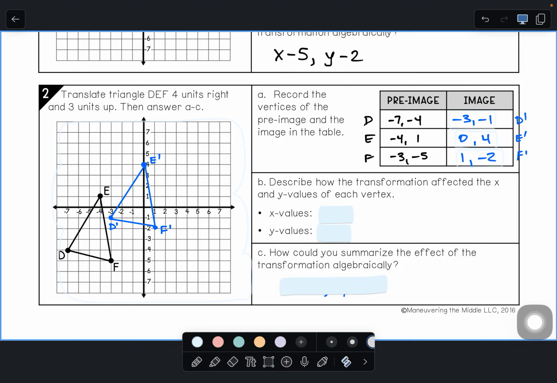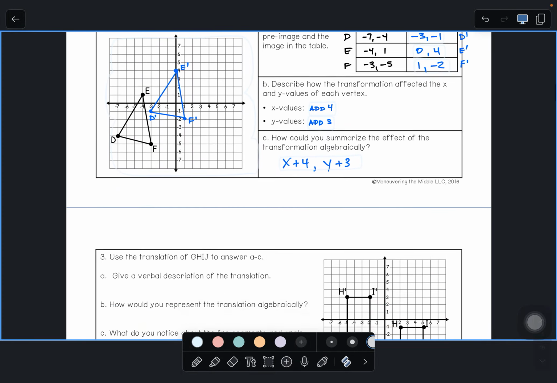If I'm describing what happened to each of these vertices, for X, I added 4, right, add 4. And for Y, I added 3, so +3. If I want to summarize that algebraically, I would say X plus 4, comma, Y plus 3 for my coordinate. All right, let's turn the page.